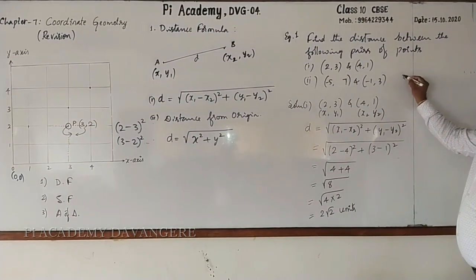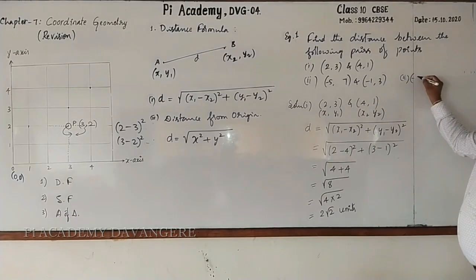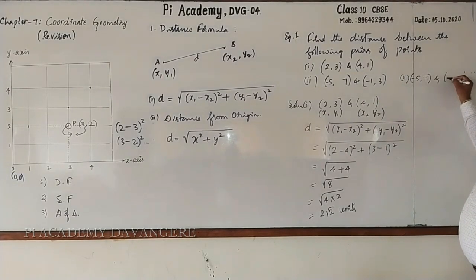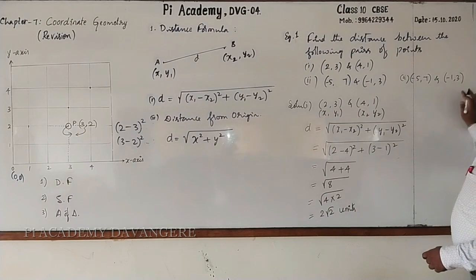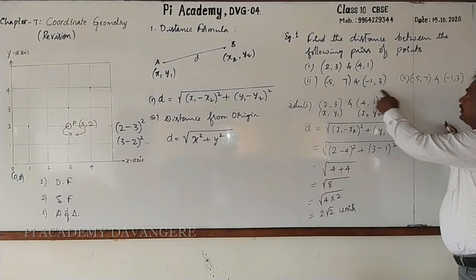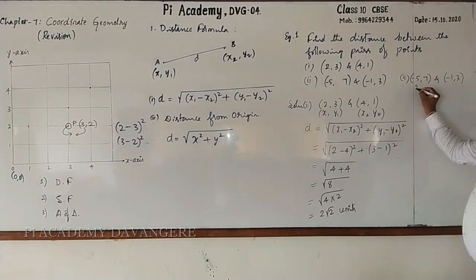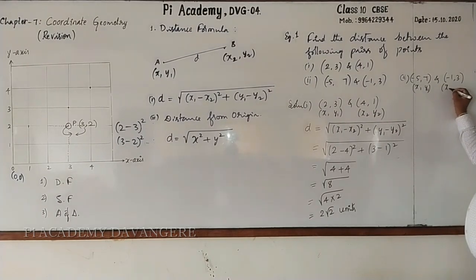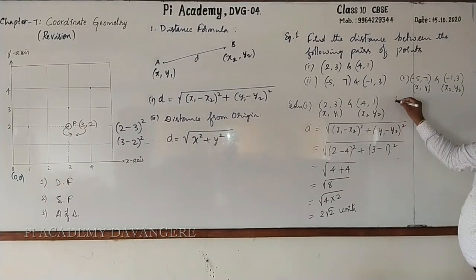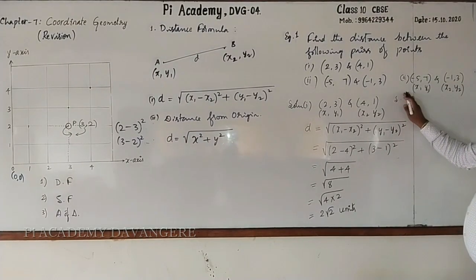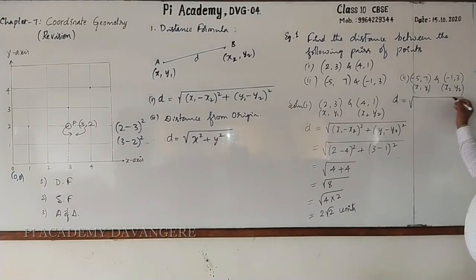Now let's go for the second one. It is (-5, 7) and (-1, 3). Observe it. You may take these coordinate points as x1, y1. This is x2, y2. I can use the same formula. That is d is equal to square root of (x1 minus x2) whole square plus (y1 minus y2) whole square.